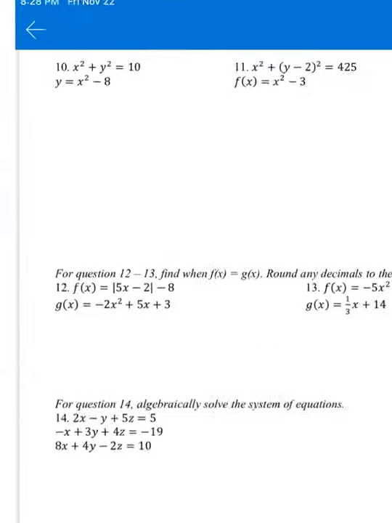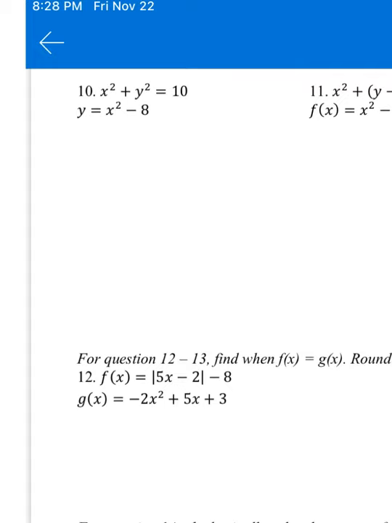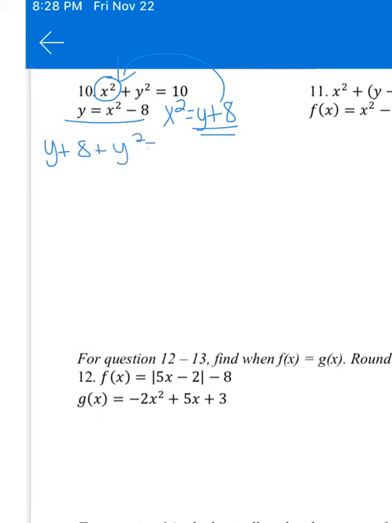Number 10, this is a circle on the top and a parabola on the bottom. So what I suggest you do, you could really do this either way. I'll do an example of each one since we do have two of these. What I suggest you do, y equals x squared minus 8. If I add the 8, I get x squared is equal to y plus 8. And I have x squared right here. So I would take this y plus 8 and plug that in for this. So y plus 8 plus y squared equals 10.